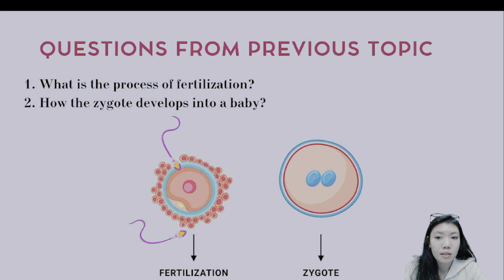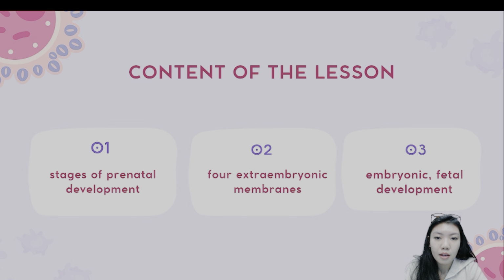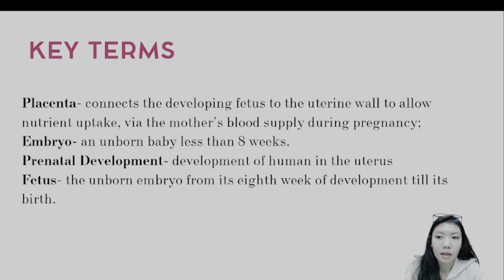So today's topic is the development of the zygote into a baby. First of all, we're going to talk about the stages of prenatal development and embryonic and fetal development. After that, we're going to talk about the 4 extraembryonic membranes. So next one is key terms.